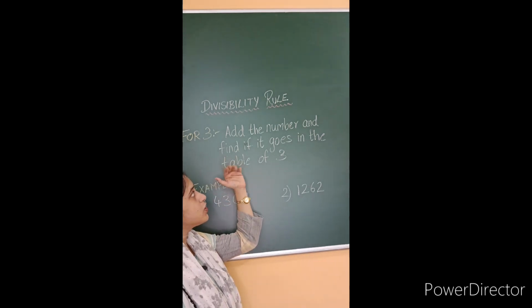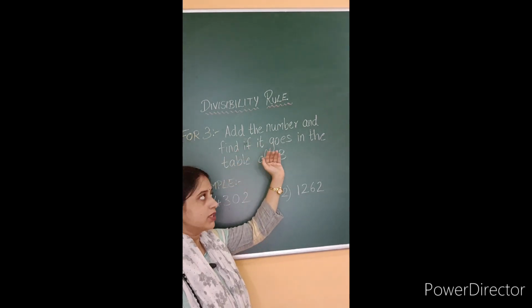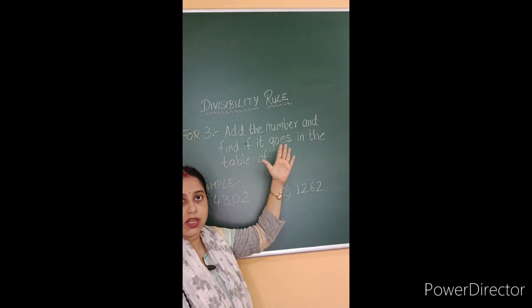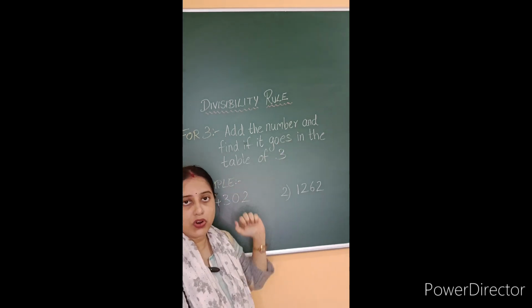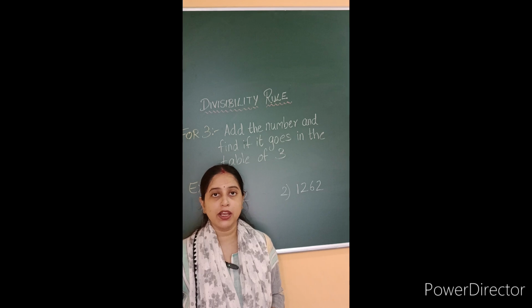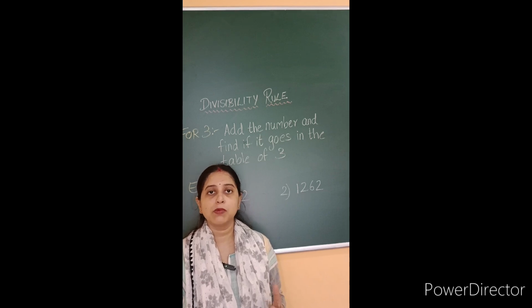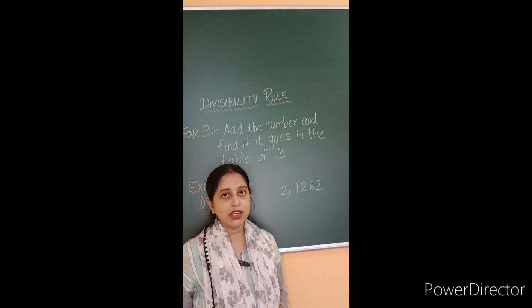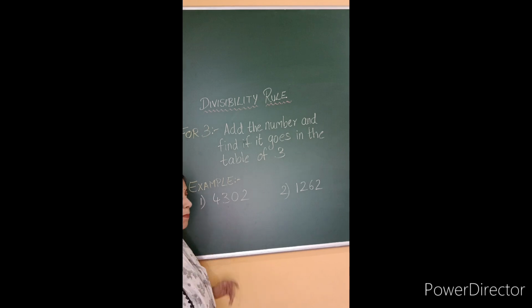For the divisibility rule of 3, add the digits of the number and find if the sum goes in the table of 3 or not. So we add the digits and then find if the sum goes in the table of 3. Let's solve with an example.